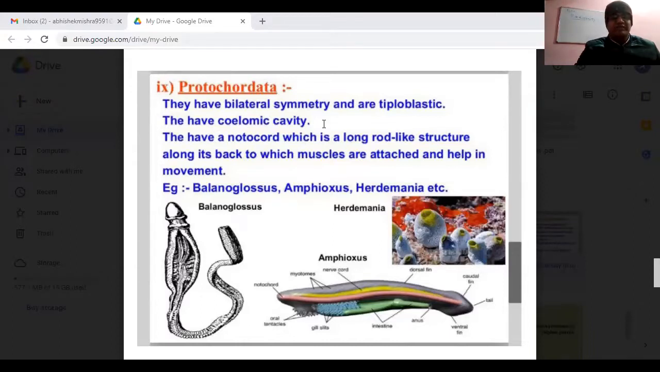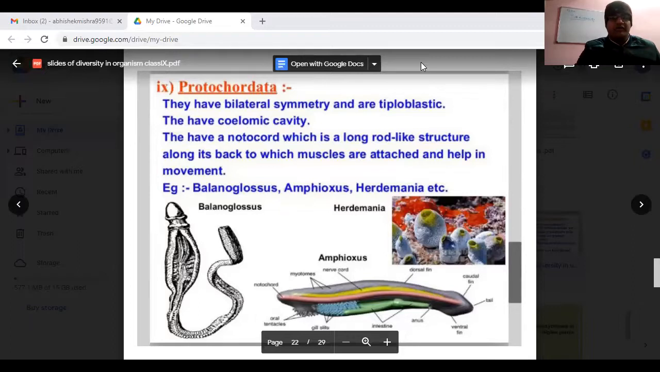This is a very, very important term, students. Notochord. This is the first time you are coming across this term, notochord. What is a notochord? It is a long rod-like structure along the back to which the muscles are attached, and it helps in movement. For example, balanoglossus, amphioxus, and herdmania are protochordates.